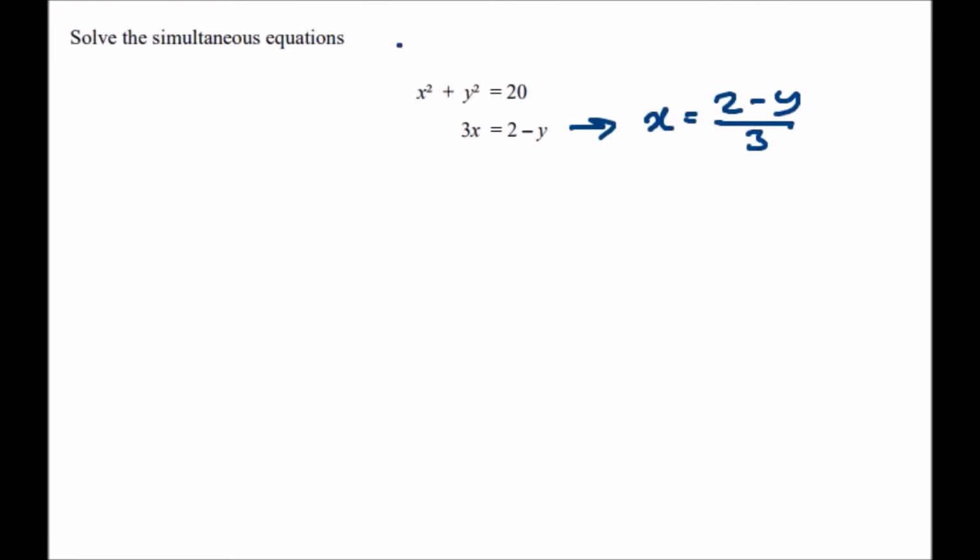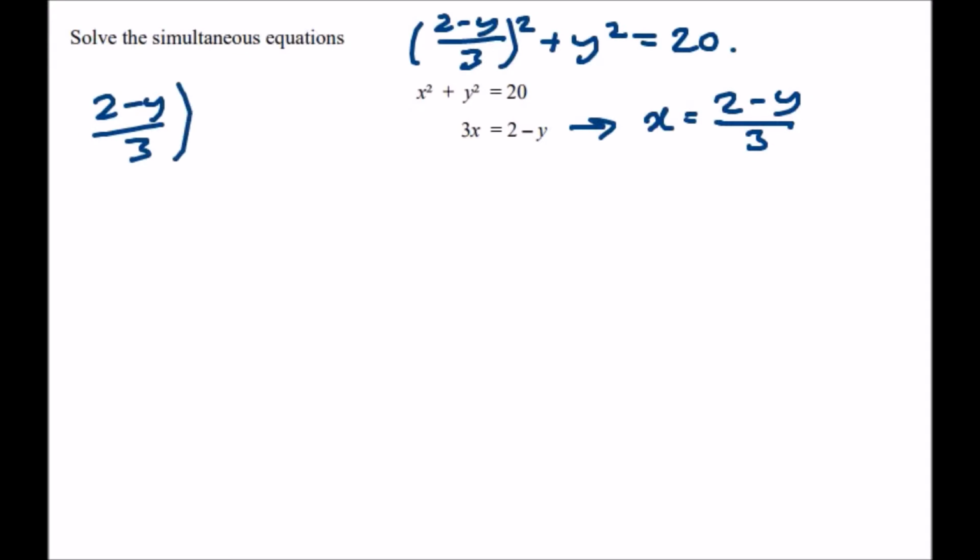So we're going to have 2 minus y over 3, all squared, plus y squared equals 20. Now, just like all quadratic equations, when you have a square, you have two lots of these. So we're going to have basically, according to the problem, 2 minus y over 3 times 2 minus y over 3.